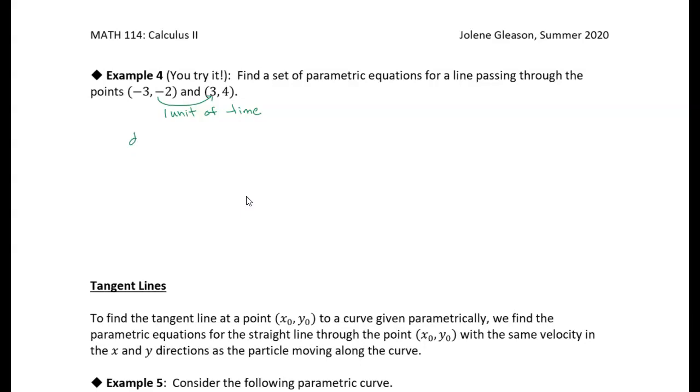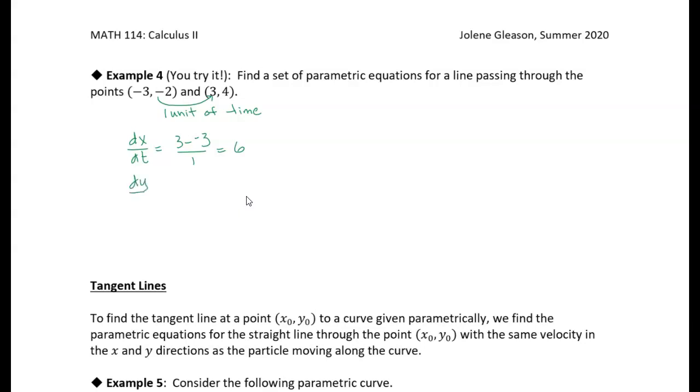All right, if that's the case, then my dx/dt, my change in x, I'm going up by 6, right? I'm going from -3 to 3. Or I could think of it as 3 minus -3. That's my delta x, and I'm going to move in 1 unit of time. That's my delta t. And so I get 6, the change in x over 1 unit of time.